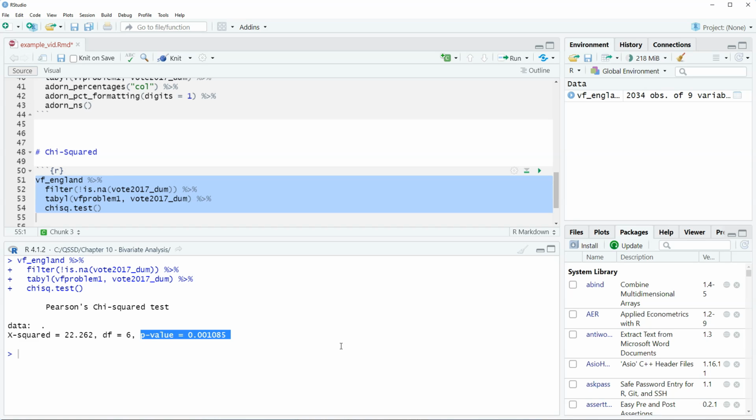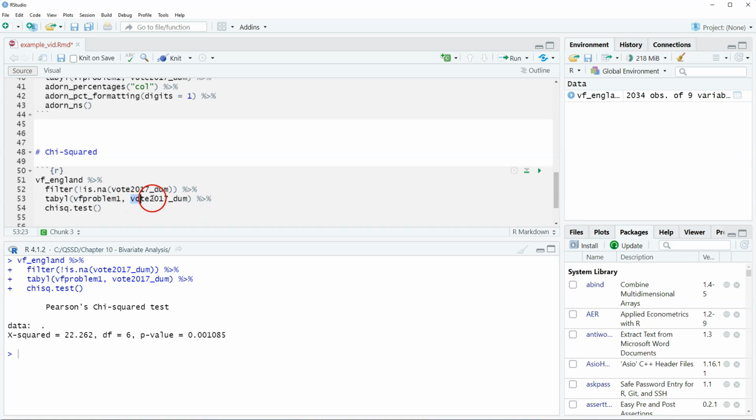So it is. What we can conclude is that there is a statistically significant difference, or probably a better way to say it, a statistically significant relationship between respondents' vote choice in 2017 and their views on whether or not voter fraud is a problem in UK elections. If we wanted to be more specific, we could phrase it as: respondents' vote choice in the 2017 election is a statistically significant predictor of their view on whether or not voter fraud is a problem in UK elections.